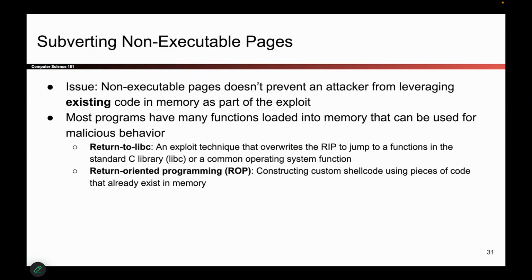We can no longer write our own shellcode to exploit and run, but we can still run code that's already there. So we'll start with an attack called Return-to-libc, and then we'll make it even better with something called return-oriented programming. And we'll see each of these one at a time. But they both have the same idea, that is, using code that's already there to construct shellcode.